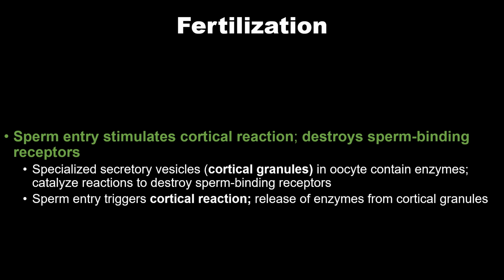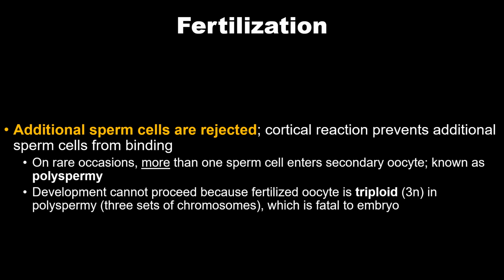These specialized secretory vesicles are called cortical granules, and these are present in the oocyte, and they contain enzymes that destroy sperm binding receptors. When a sperm enters the oocyte, it triggers the release of these enzymes from the cortical granules. This is a process called the cortical reaction. So this cortical reaction prevents additional sperm cells from binding.